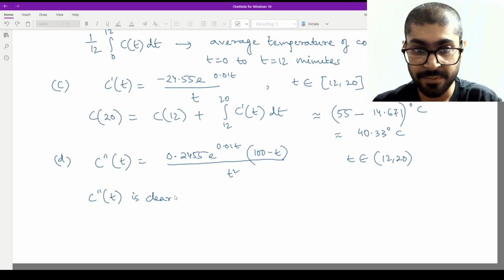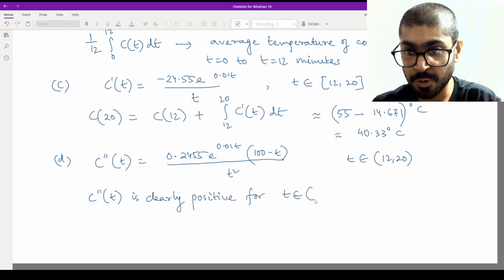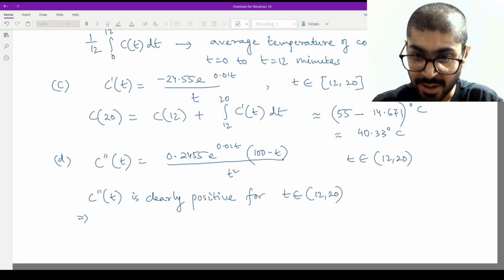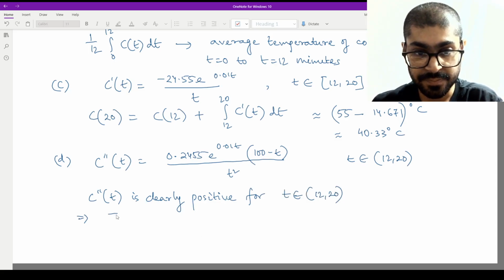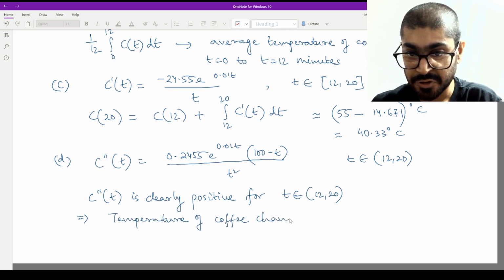I missed the L. Clearly positive for t belongs to (12, 20). This implies the temperature of coffee changes at an increasing rate.